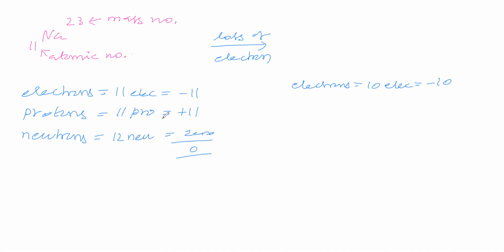Regarding protons, no change. That is 11 protons. The proton relative charge is plus 1, so for 11 protons, the total charge is plus 11. Regarding neutrons, no change. That is 12 neutrons, and their charge is 0. Therefore, the net charge is plus 1. Sodium is getting a plus 1 charge.